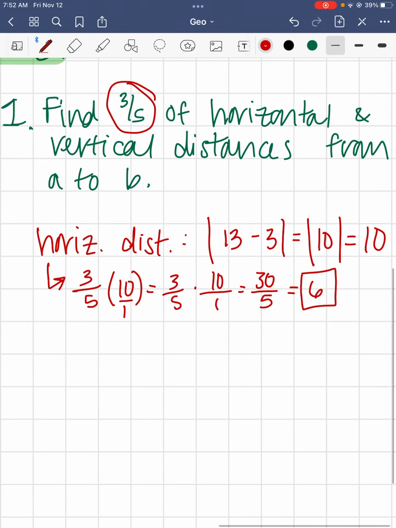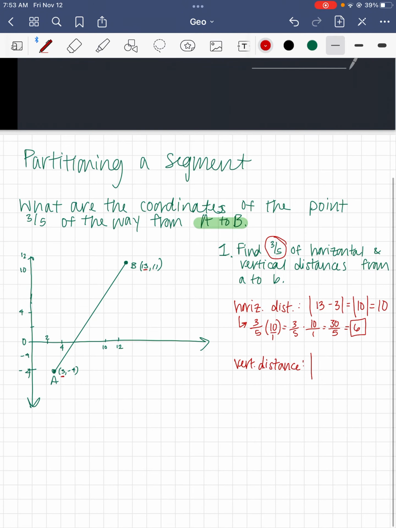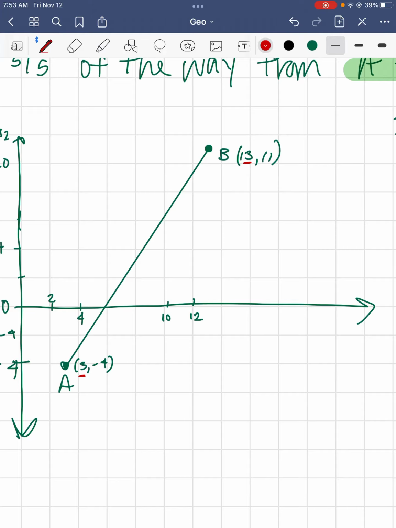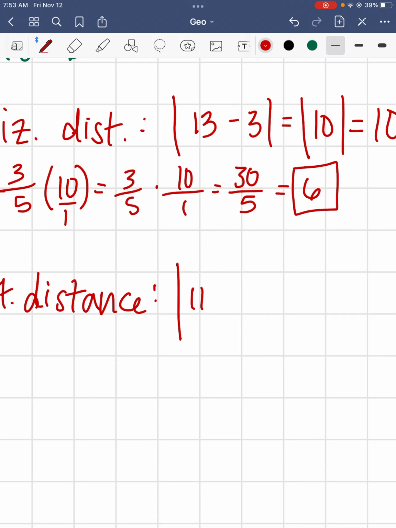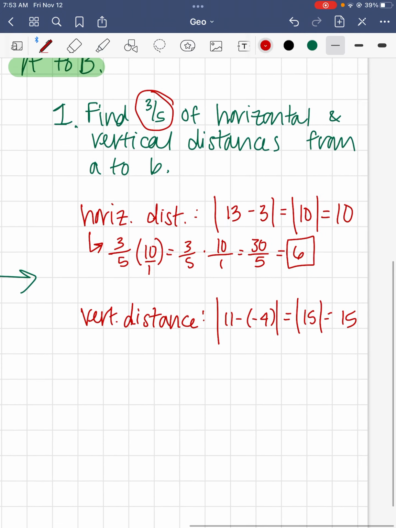Okay, so 3/5 of the horizontal distance is 6, and then we want to find 3/5 of the vertical distance. Okay, so vertical distance here. It's still going to be the absolute value of the 2 vertical numbers, one minus the other. So we have 11 and we have -4. The absolute value of 11 minus -4 is equal to, well, when you subtract a negative, it's the same thing as adding, right? What is 11 plus 4? That's 15. The absolute value of 15, it's already positive, is equal to 15. So let's find 3/5 of that.